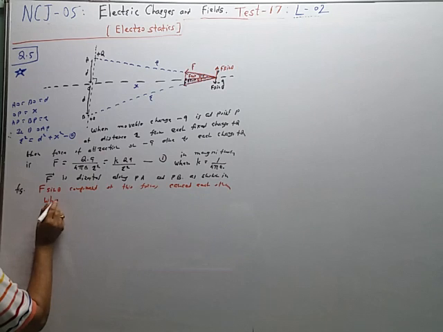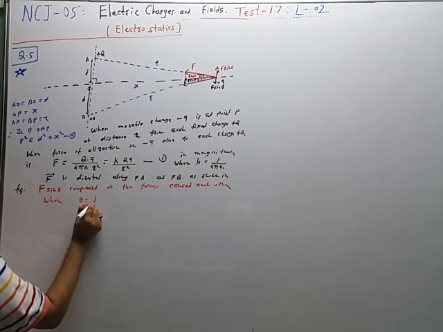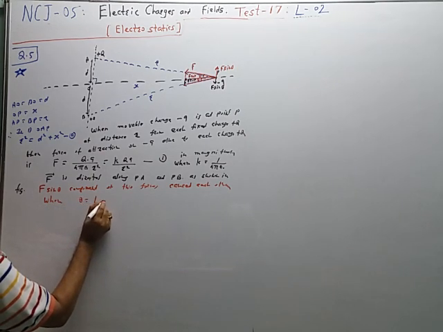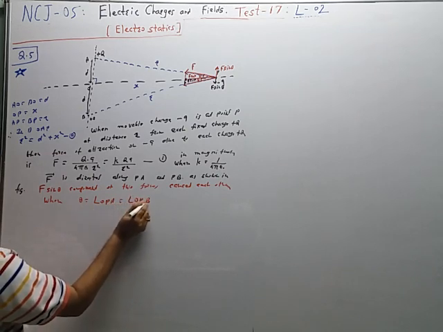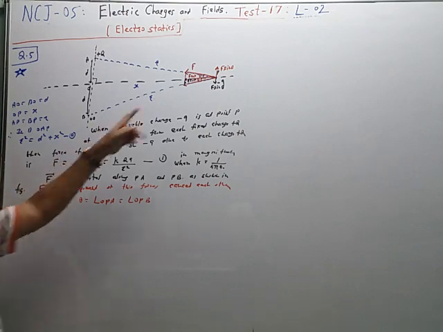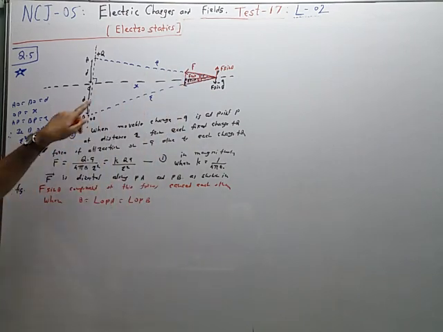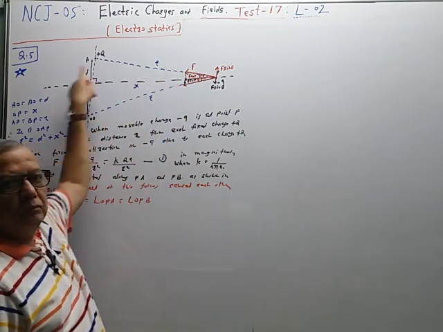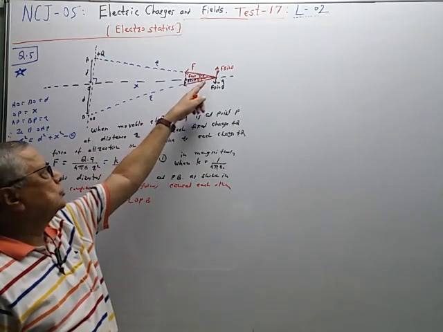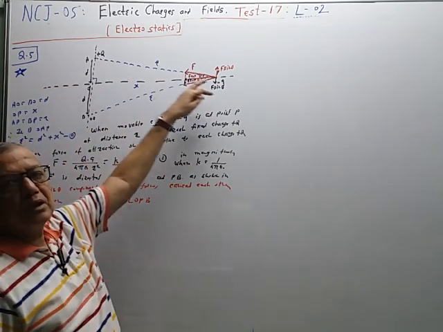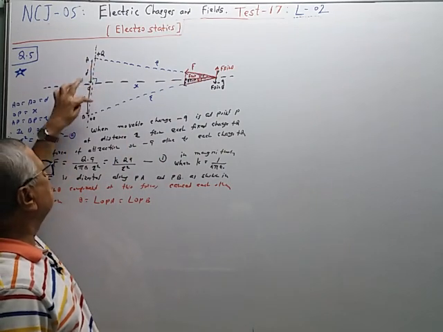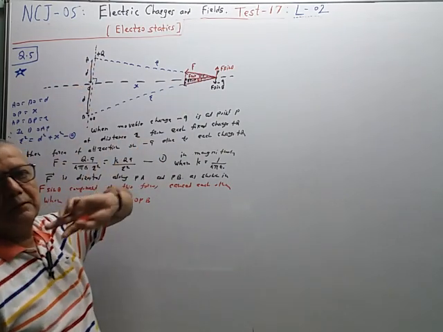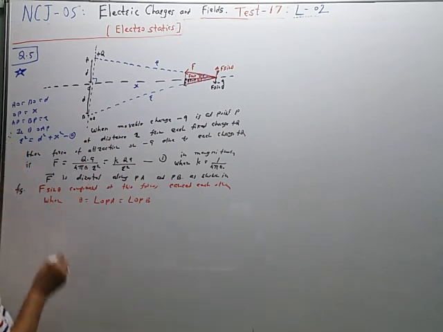Where theta is equal to angle OPA is equal to angle OPB. Both angles are same. Actually, this is an isosceles triangle. So point P lies on the perpendicular bisector. Therefore, these two angles are same. This is 90, this is 90, this is 90 minus theta, 90 minus theta. This is theta. So this is the geometry. So F sin theta components cancel each other.